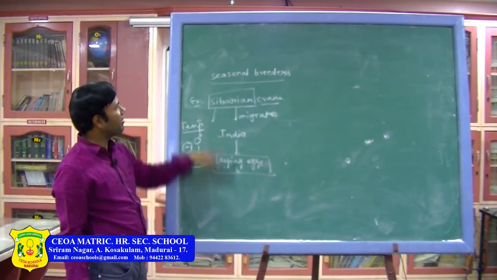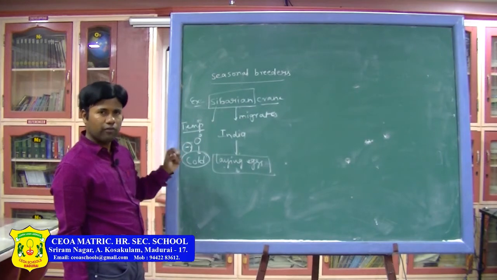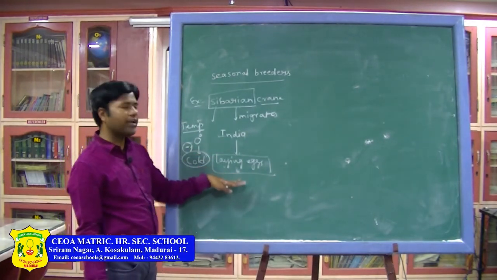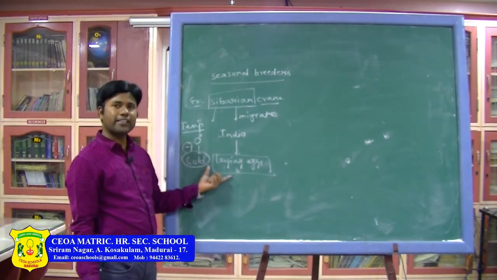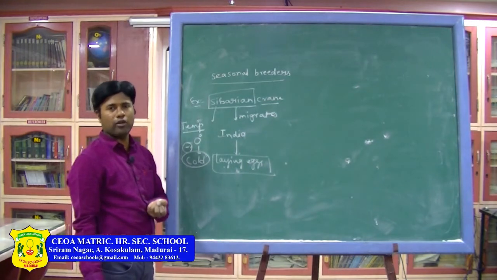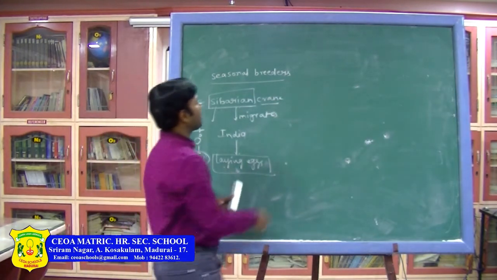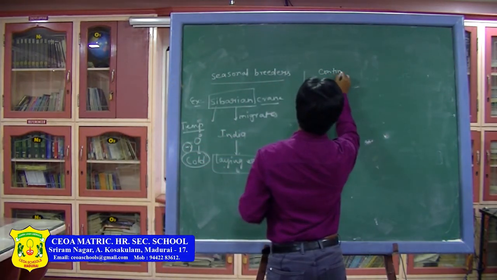This is a good example for seasonal breeders. Every year, in different months before the winter or the rainy season, they come and breed and go back to their places. Even mango is seasonal only. Why? Because every summer we get the fruits. Some of them are there, those are continuous breeders.